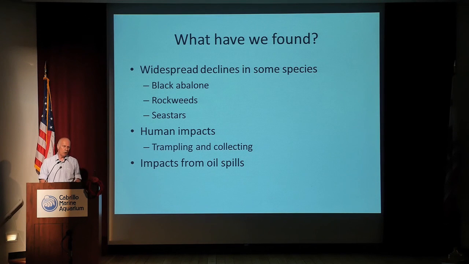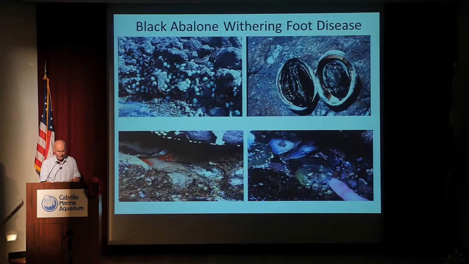We've seen mostly declines in a number of species, and the ones I'm going to talk about are black abalone, rockweeds, and Seastars. I also want to talk a little bit about what we found out about human trampling, or impacts from trampling and from collecting. And then finally, I just want to say a few words about oil spills before we move on. So let's start with black abalone.